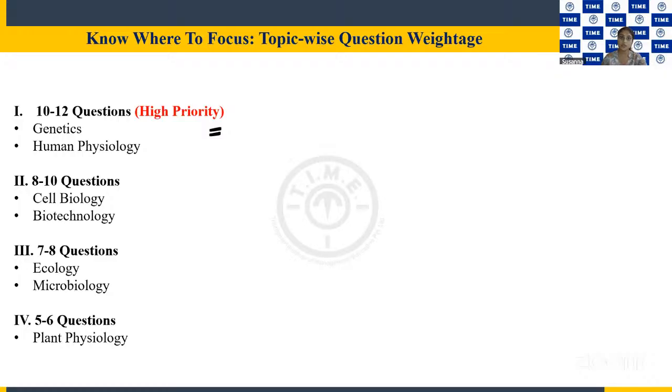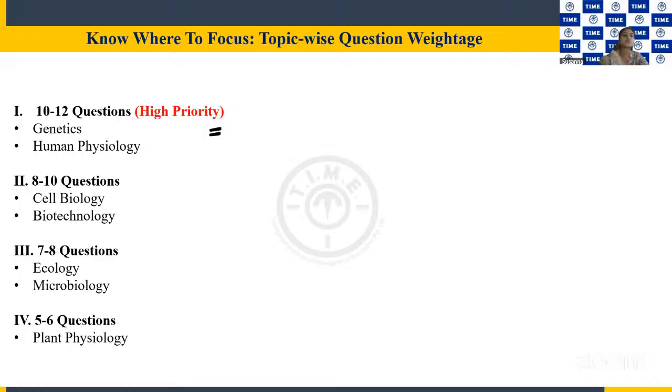Human physiology, we already discussed what comes under it. Basically, it is all the systems and the reproductive biology that we'll be dealing with in class 12. So these are the high priority ones which you need to understand and learn accordingly. You have to focus more on these chapters.